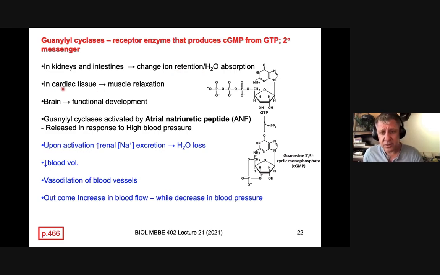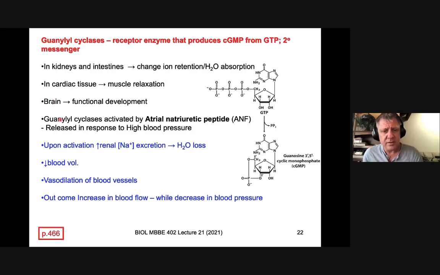In cardiac tissues, the cyclic GMP causes muscle relaxation. So there's a lot of interest in that, in basically decreasing blood pressure. In the brain, it is a long-term constituent for brain development. So we need a constant supply of this in our juvenile states to allow us to actually mature and develop these various parts of the brain.